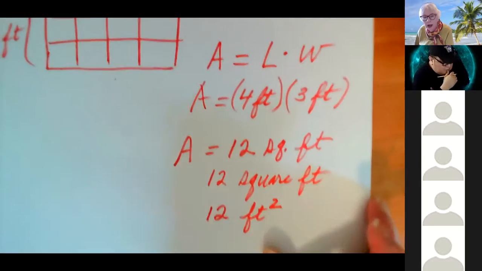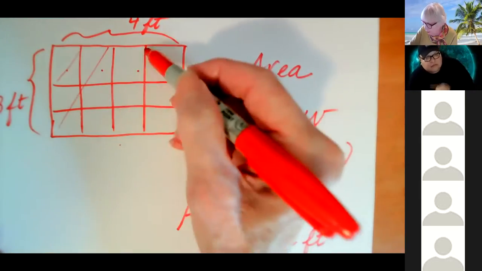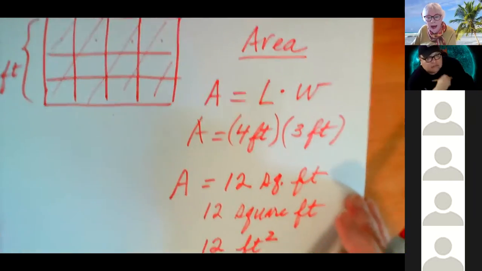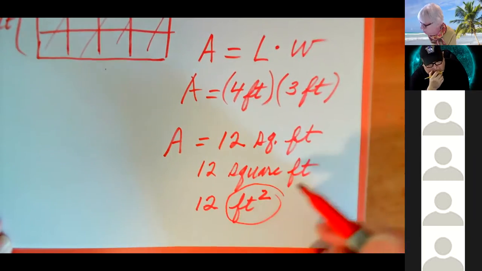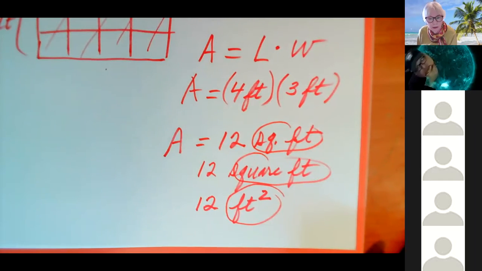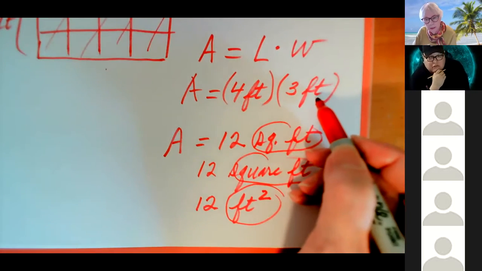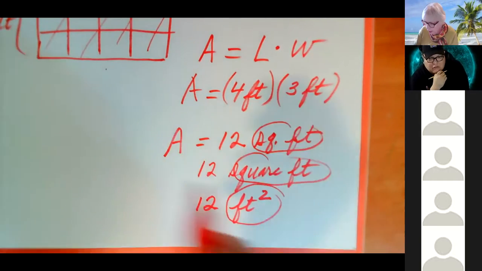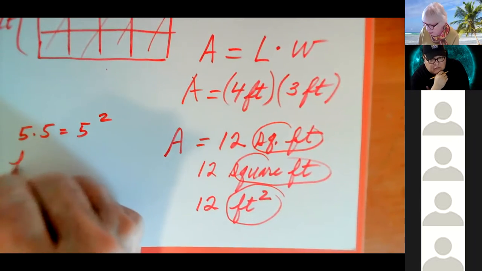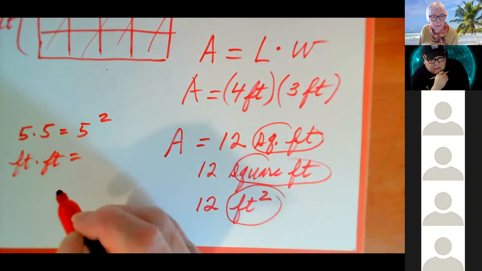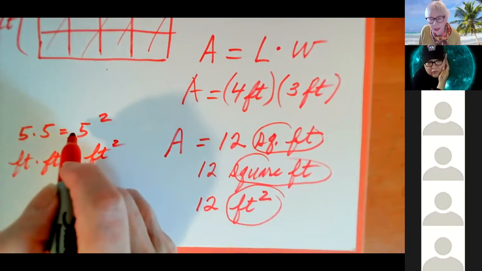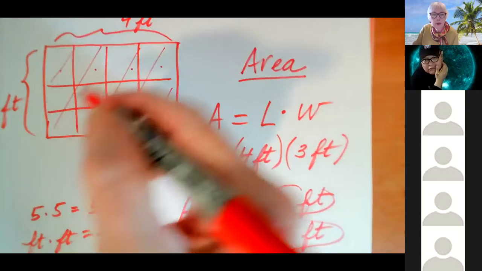Okay. So now we're not talking about the edge. We're talking about this part of the picture. And so it's area. And everything that's area will be square something, square feet, square yards, square inches, square miles, whatever the unit is, this and this need to match, and then it's square, right? Remember when we did 5 times 5, we said that was 5 squared. Feet times feet is square feet. So the words work like the numbers did.